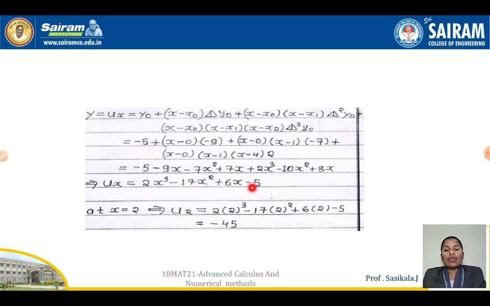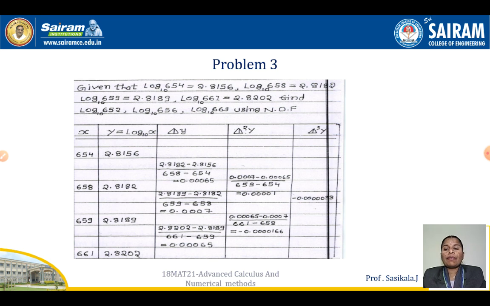Okay, so you are not supposed to directly substitute x is equal to 2 here, because the question is asked to fit the polynomial first. After that, we can replace x is equal to 2 as per the question requirement. Okay, at x is equal to 2, you can replace. You will get the value, which is nothing but x replaced by 2 here. I'll get minus 45.